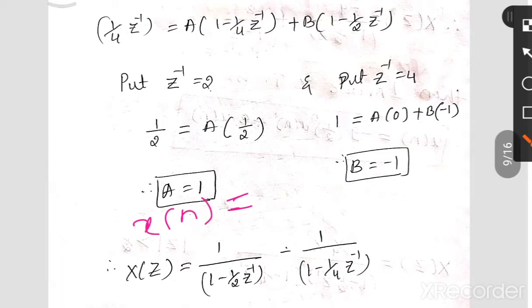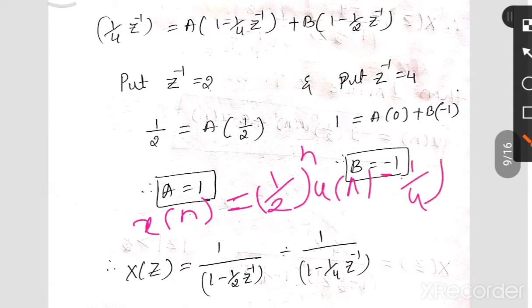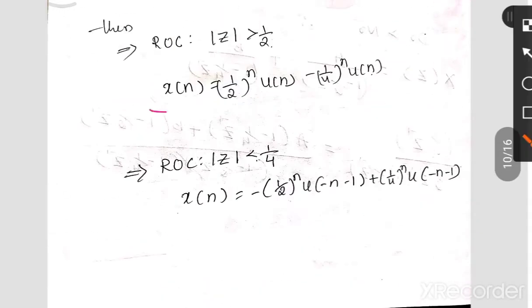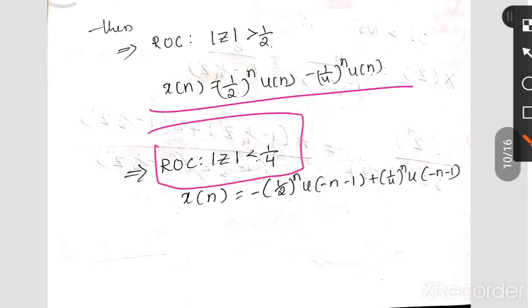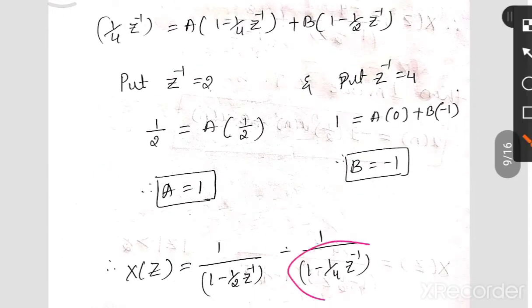Therefore the first one can be written as 1 by 2 raised to n into u of n minus, as it is, 1 by 4 raised to n into u of n. This is the first case. The second case is if the ROC is less than 1 by 4. That is also possible because of this reason, 1 by 4, your ROC will be less than 1 by 4.